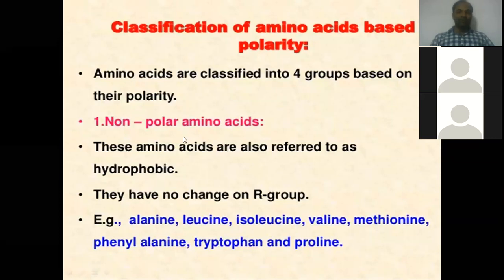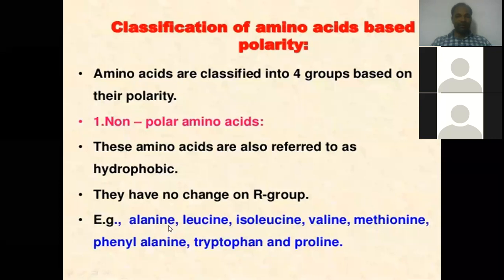These amino acids are also referred to as the hydrophobic amino acids. Non-polar amino acids को दूसरा नाम दिया उन्होंने hydrophobic amino acids, right? So the non-polar amino acids they are also called as hydrophobic amino acids. They have no charge on the R group. ठीक है? I think यहाँ पे change की जगह पे charge होना चाहिए. ठीक है? Anyway, so they have no charge in the R group.